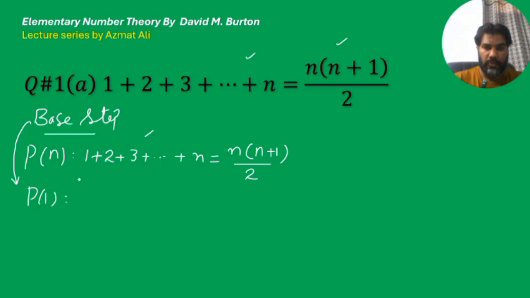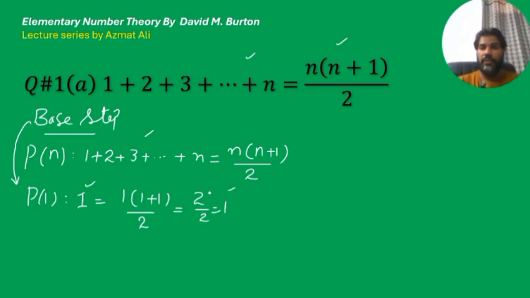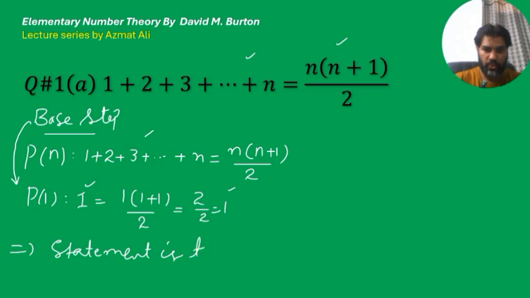When n is equal to 1, from the left side we get 1. And on the right side, putting n equal to 1, we have 1 into 1 plus 1 over 2, which is equal to 2 by 2, which is equal to 1. This shows that the left hand side is equal to the right hand side. That means the statement is true for n equal to 1. That is, the base step is true. Next we move to the inductive hypothesis, which is actually the second step.